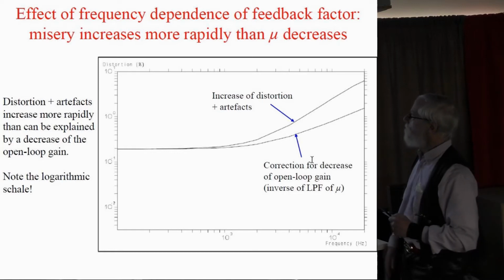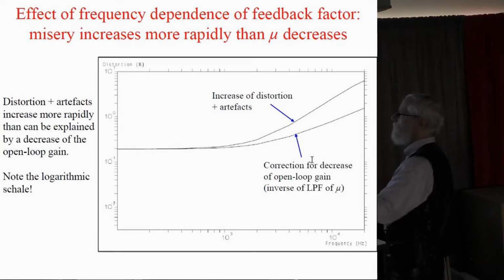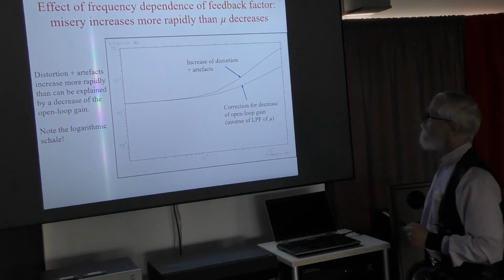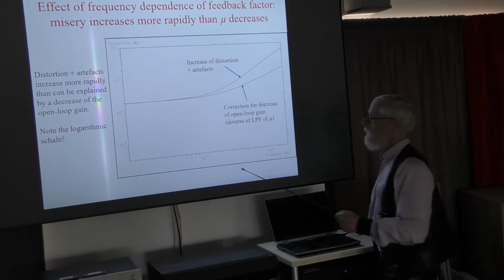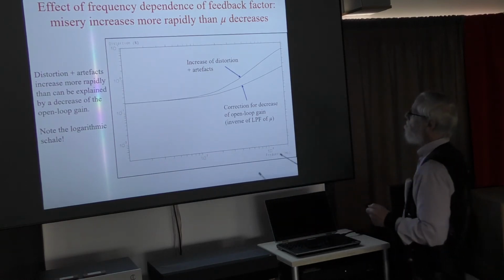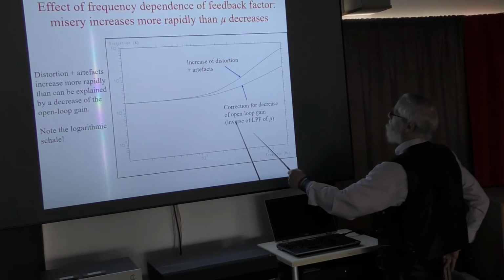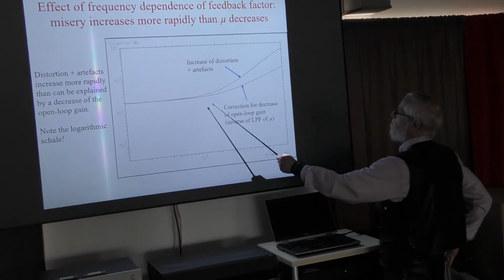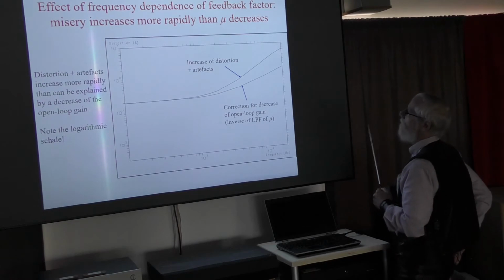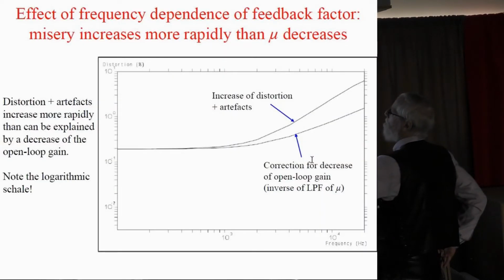Well, I've done the calculation. This is frequency, as usual on a log scale. This is the vertical scale, distortion plus artifacts, but also on a log scale, so this is a factor of 10, don't underestimate it. We see that if we correct for the decrease of the open loop gain, which is basically nothing but the inverse of the low-pass filter characteristic, the distortion and artifact increase goes far more rapidly.